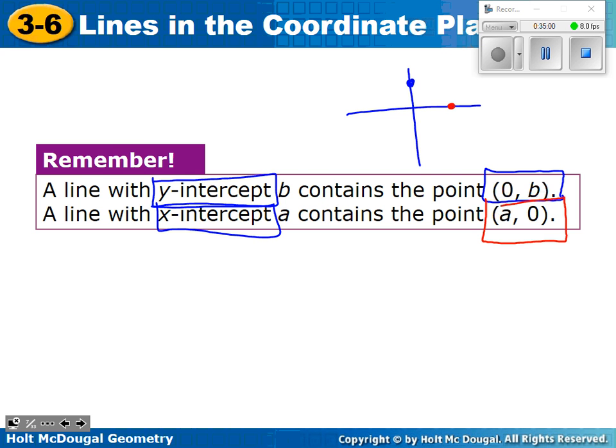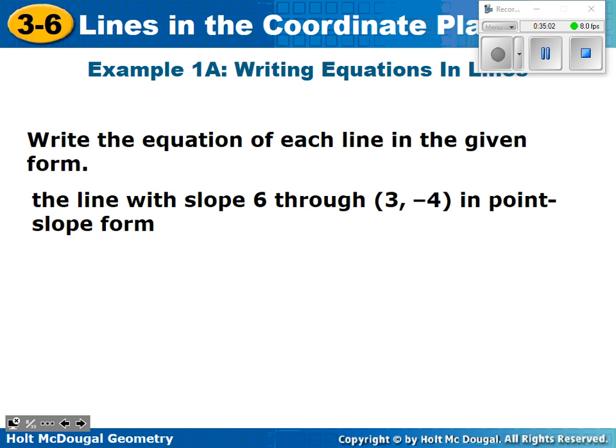Okay, we should have learned that in Algebra 1. So now we're going to get to where we have to actually write some equations of lines. The first one here is super simple, but again, I would point out you have to know which form to use. So what form does this tell us to use?